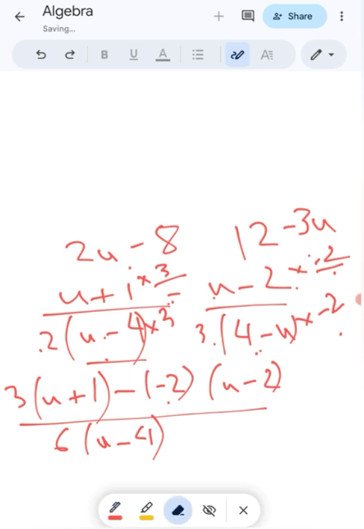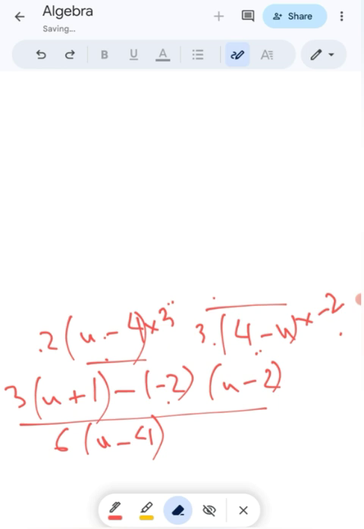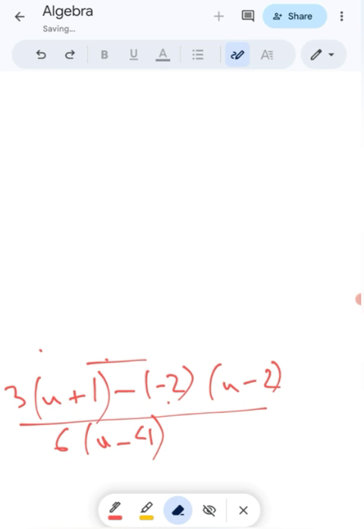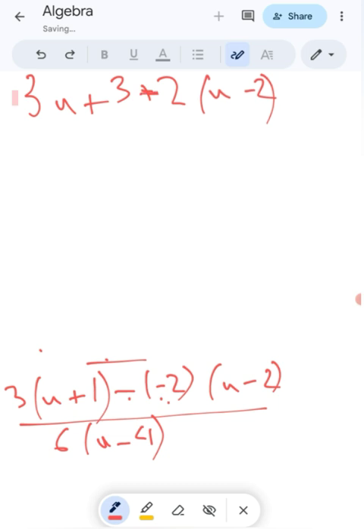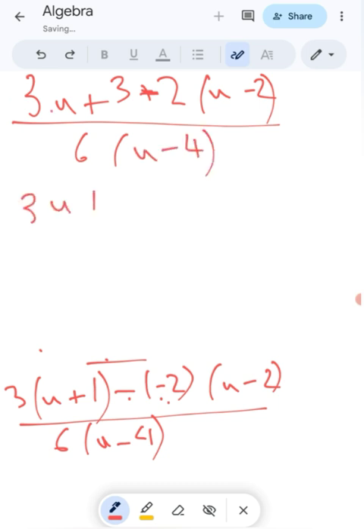Next, I am removing this top one so that the concepts are clear. Now what I will be doing is 3 into u plus 1 is going to be 3u plus 3, minus, now minus into minus makes a plus. Agreed? And then it's a plus 2 which has to be multiplied with the u minus 2. Life very easy. Now what I can do is 6 into u minus 4, 3u plus 3 plus 2u minus 4.